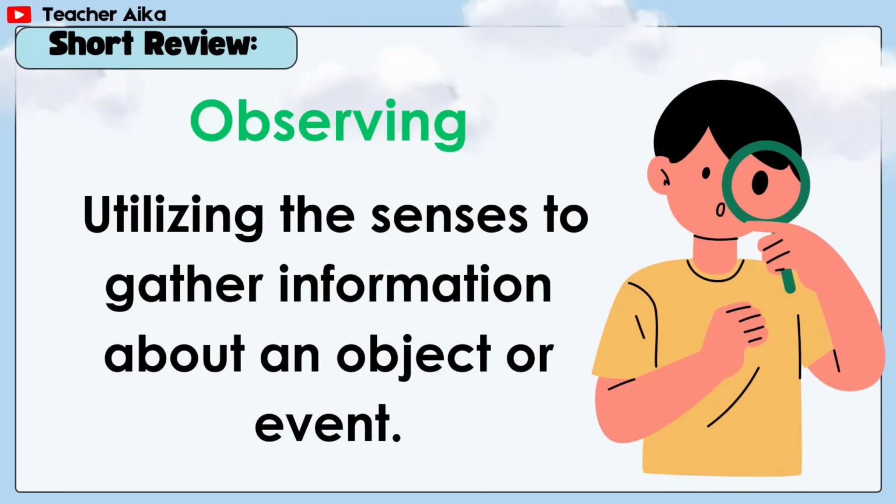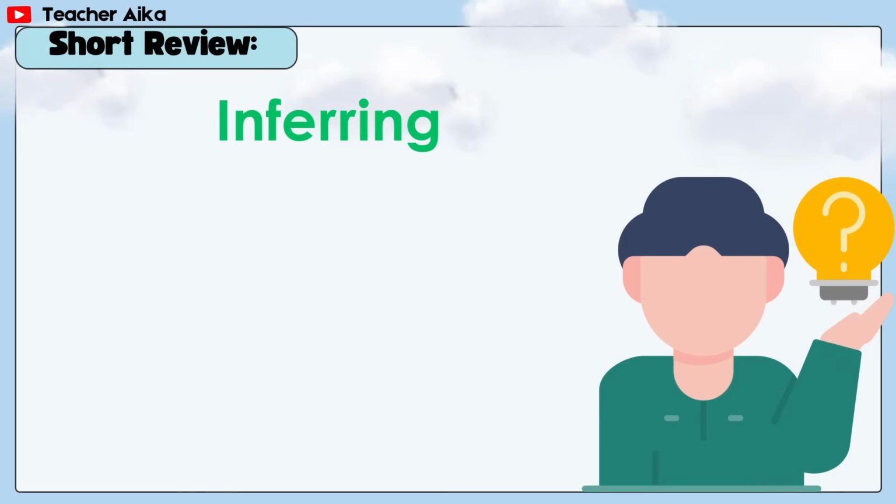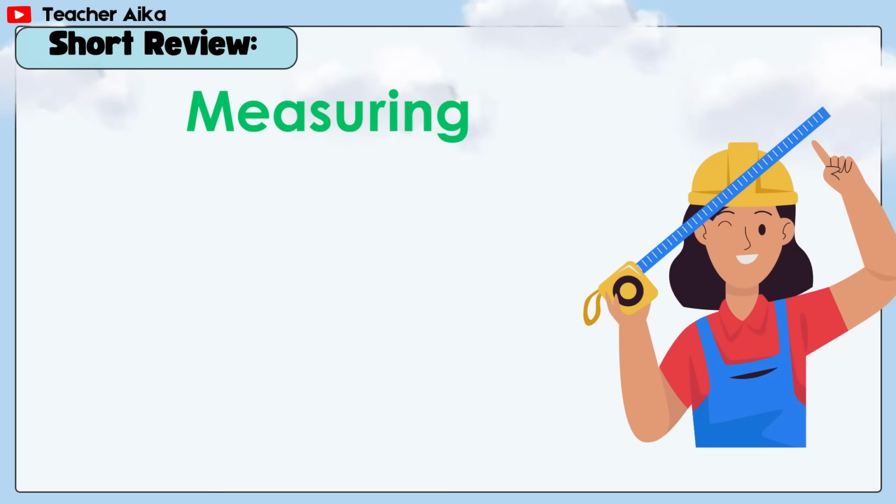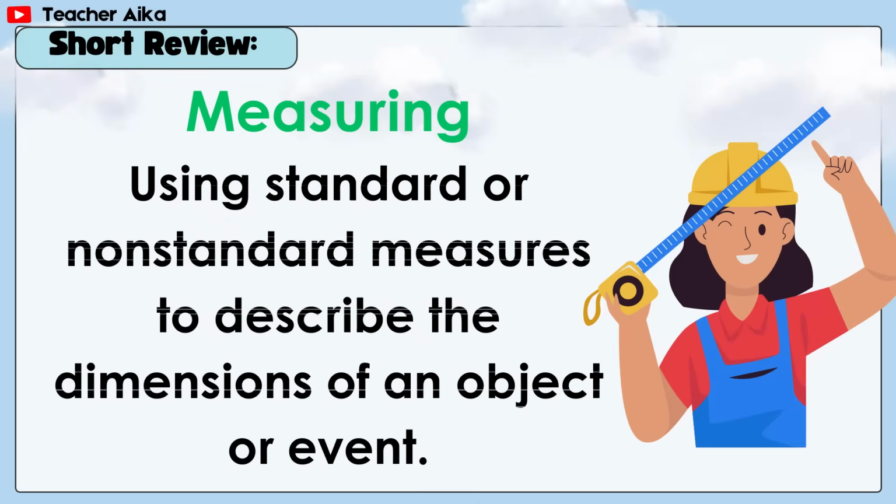Observing, utilizing the senses to gather information about an object or event. Inferring, making an educated guess about an object or event based on previously gathered data or information. Measuring, using standard or non-standard measures to describe the dimensions of an object or event.